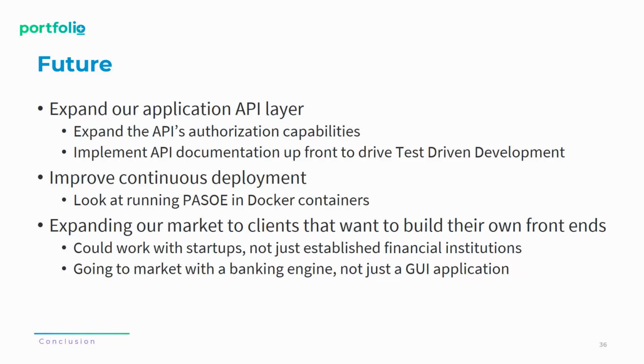We're going to keep working towards our test-driven development, like I mentioned, writing the specifications earlier to enable us to do that kind of thing. Continuous deployment is big. We're going to start looking, hopefully in the near future, at these PASOE Docker containers. And I think that's going to be really good for making repeatable deployments. And we can make sure that the exact application we tested is the exact application a client's going to get.